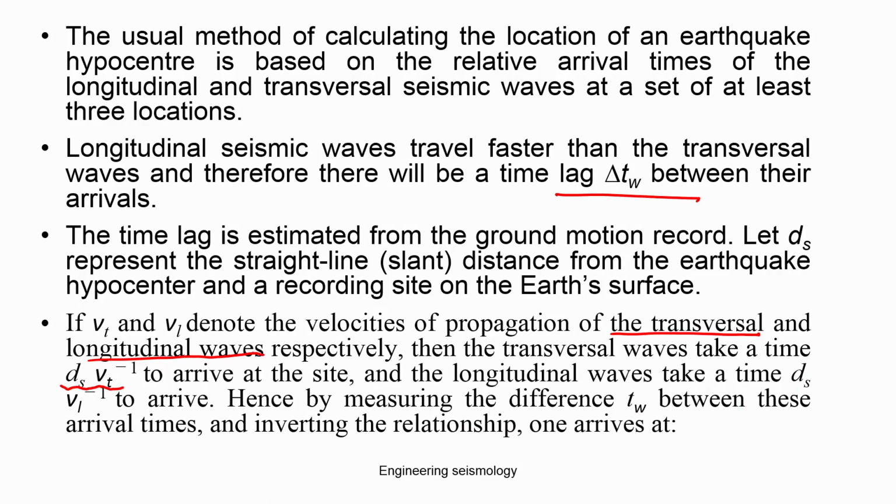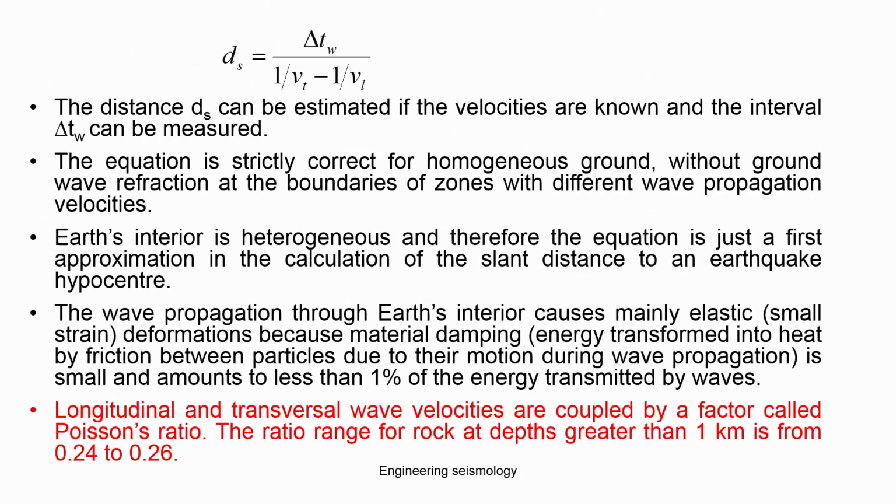times. Inverting the relationship, one arrives at ds equal to this time lag divided by (1 by velocity of the transverse wave minus 1 by velocity of the longitudinal wave). So the distance ds can be estimated if the velocities are known and the time interval is measured. The interval you can estimate from the recorded data, and the velocity from the regional average velocity. By knowing this you can estimate ds.